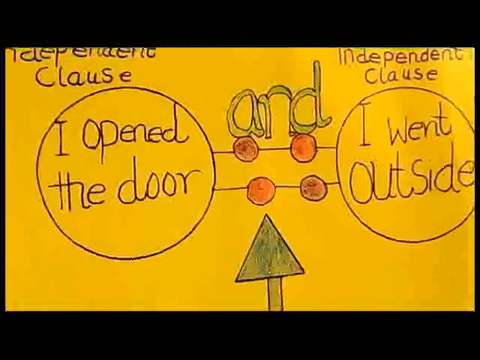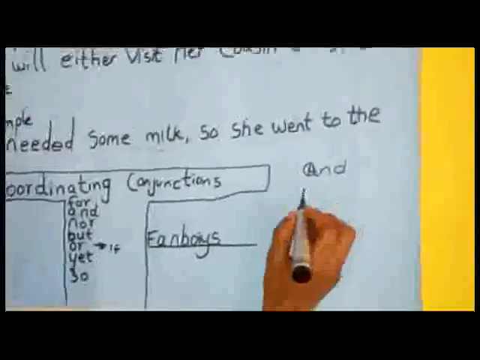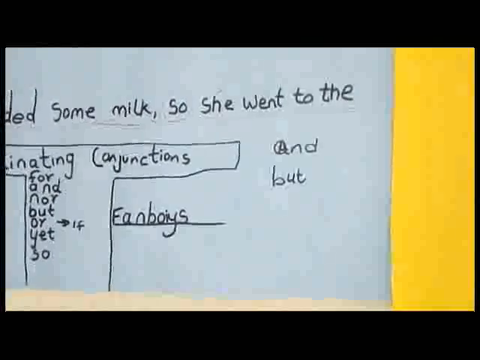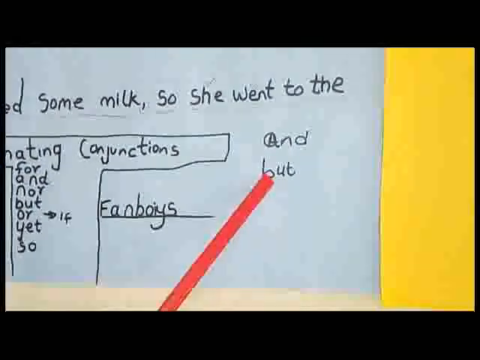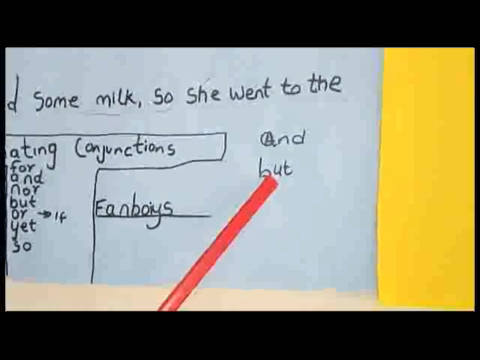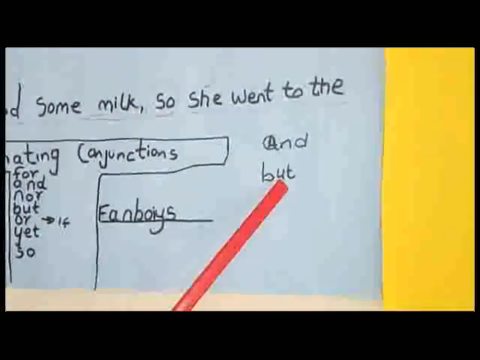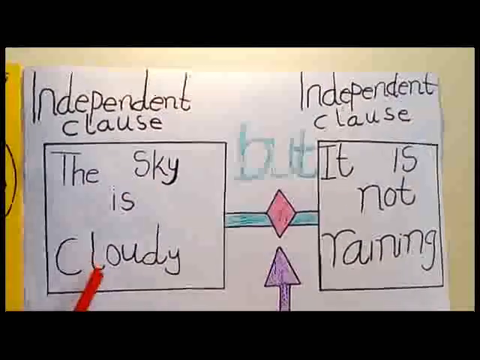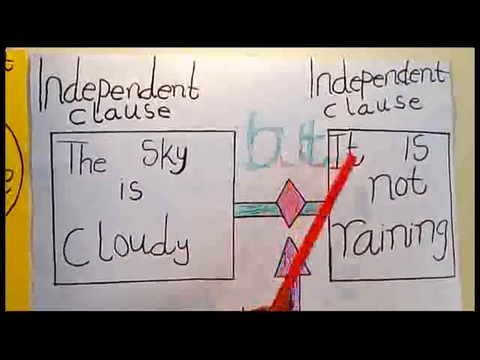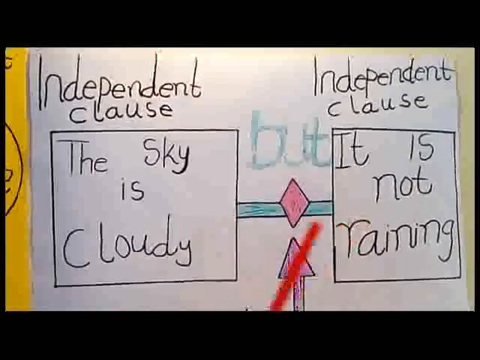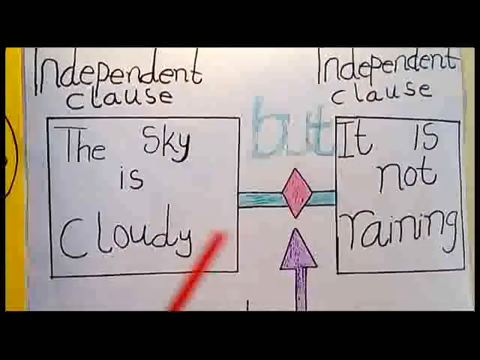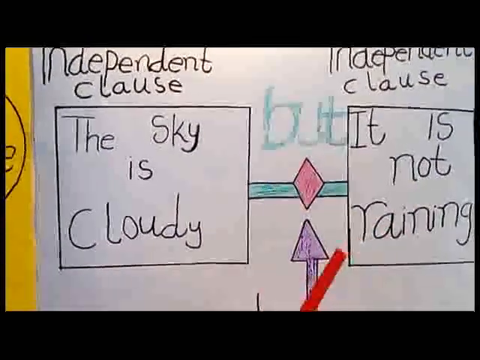Now we have another conjunction, which is but. This but is used for ideas that are opposite, that have differences, like we did here. You see this but? It's used for ideas that are opposite. The sky is cloudy, but it is not raining. So the sky is cloudy, but it is not raining. That is an opposite idea.